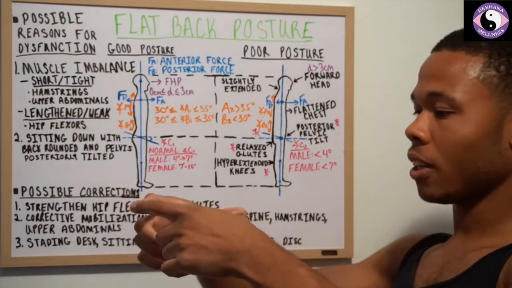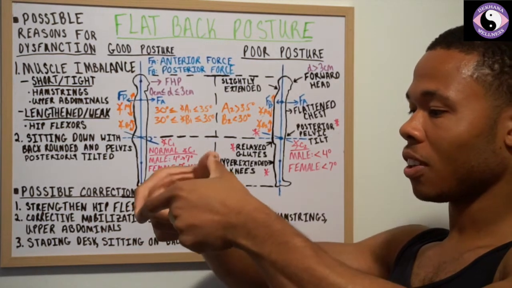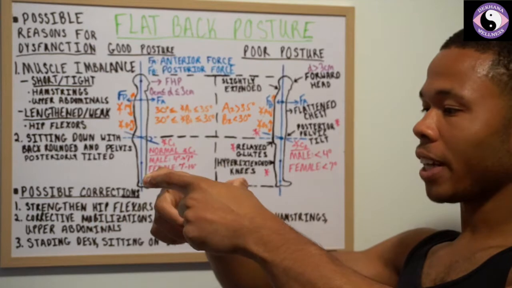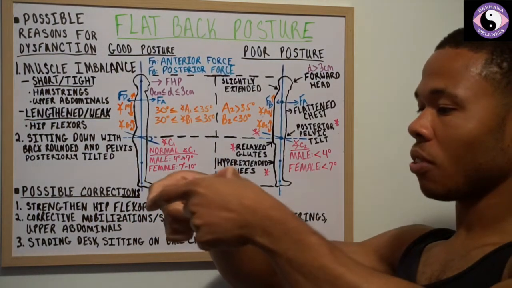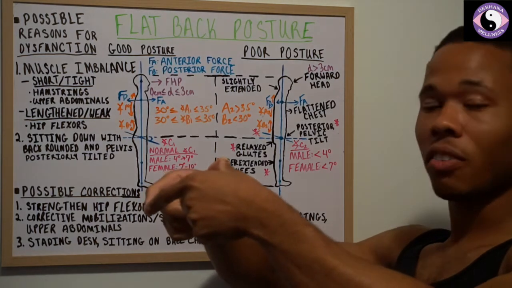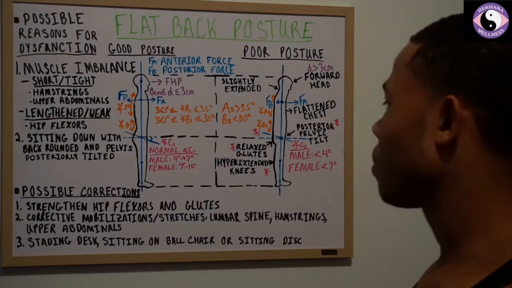So remember, you had that bucket, and then you had that forward spill. So if your pelvis is posteriorly tilted, it's going to flatten out and be parallel to the floor, where you actually want a 4 to 7 degree angle if you're a guy, or a 7 to 10 degree angle if you're a girl. So, all right, that's it on the flat back posture.